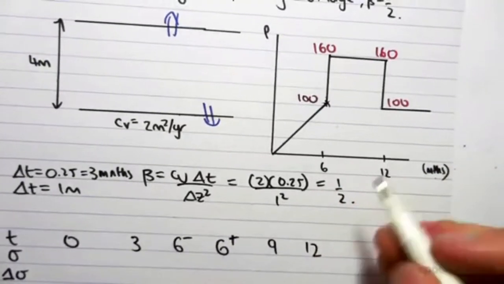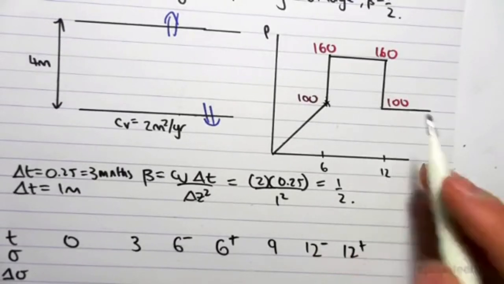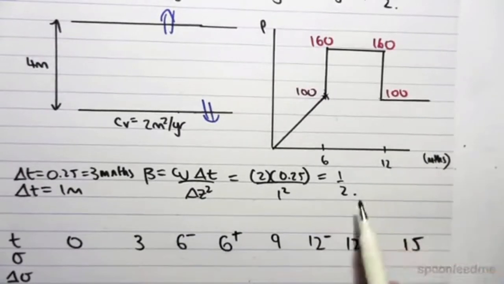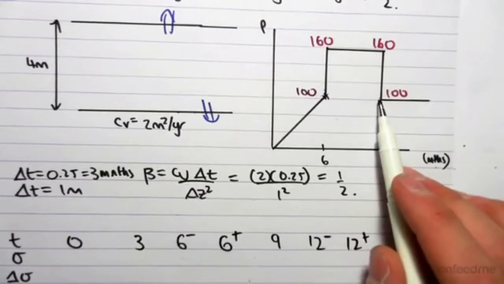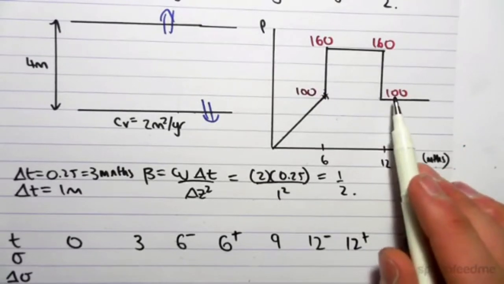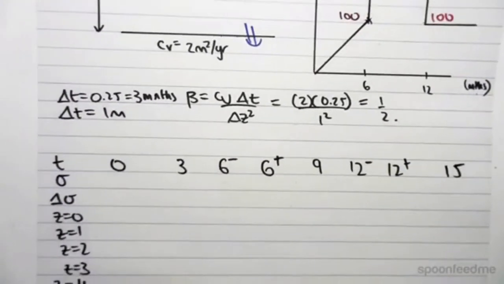12, the same thing. We're going to look at a point 12 minus and 12 plus, so a point just before 12 and a point just after 12, and then we'll go up to 15. And the reason we're doing that is because you can see, say at 12, at a point just before 12, the stress is 160, whereas at a point just after 12, it's 100. So that 12 is a very critical value, where just before and just after, you're getting very different values. So we split it up like that.